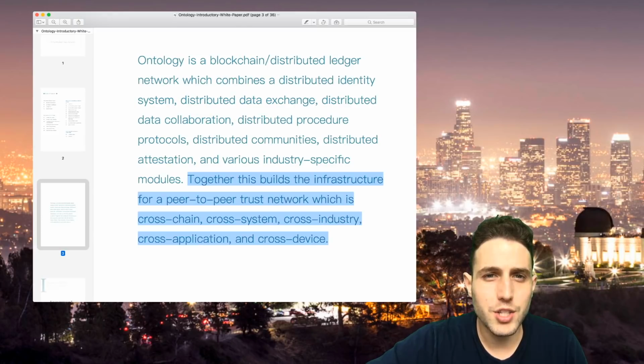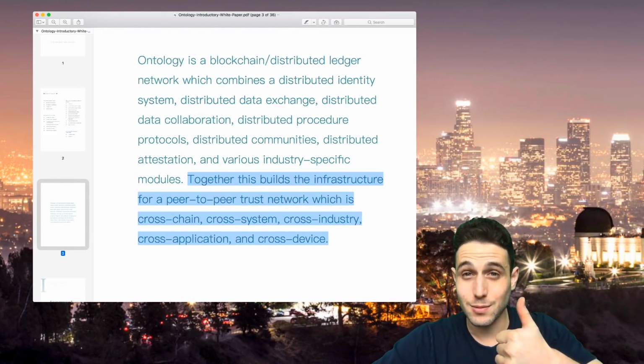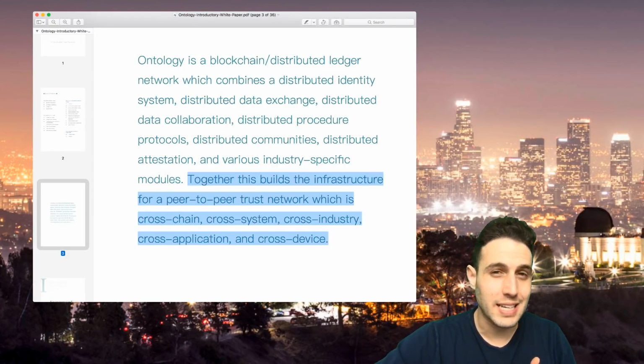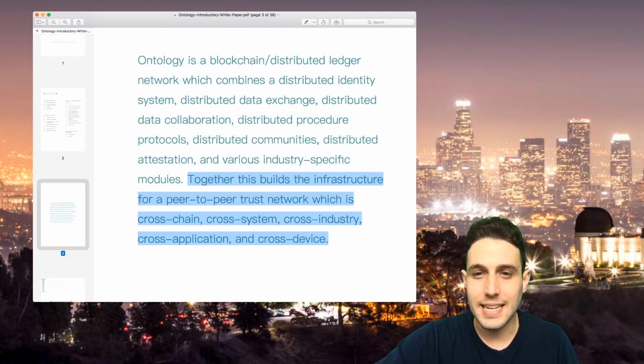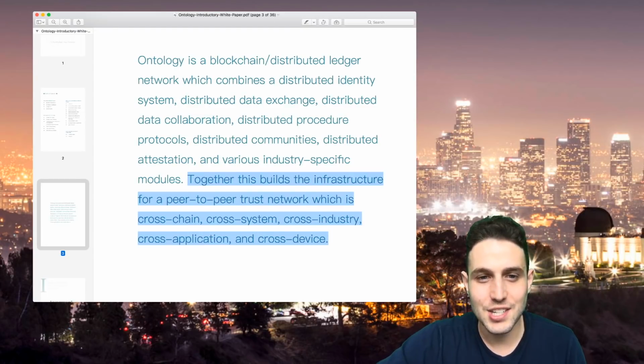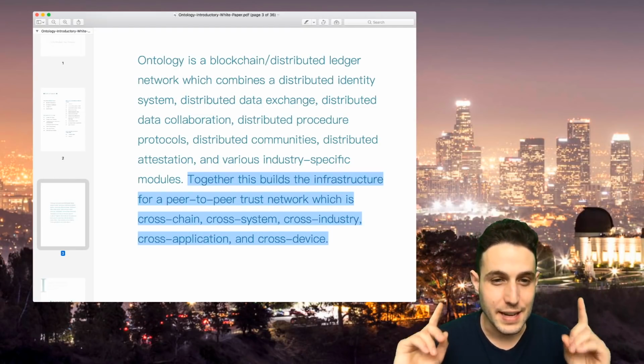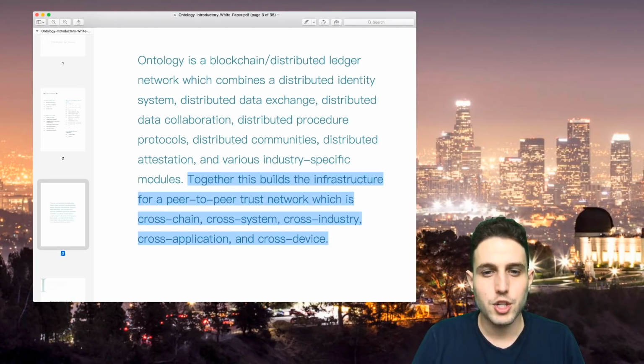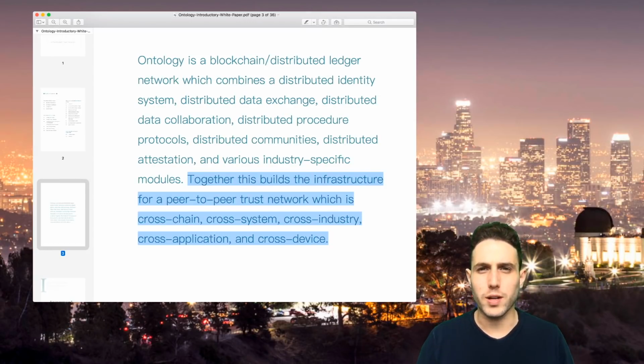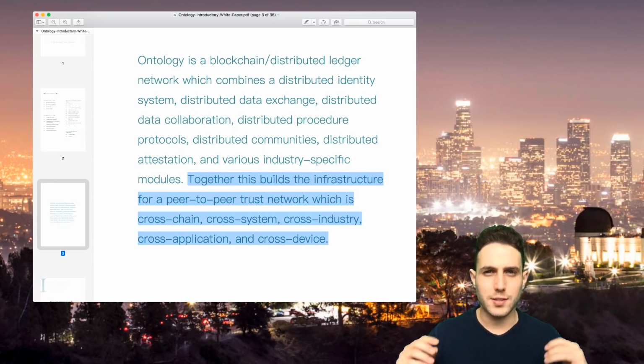So Ontology is a blockchain/distributed ledger network which combines a distributed identity system, right? Identity system, what's one of NEO's key pillars, right? Identity, distributed data exchange, distributed data collaboration, distributed procedure protocols, distributed communities, distributed attestation. Together, this builds the infrastructure for a peer-to-peer trust network, which is cross-chain, cross-system, cross-industry, cross-application, and cross-device. So at its core, what Ontology is, is a trust network.